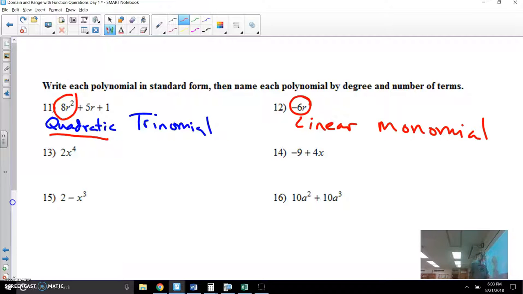Okay? So pay close attention to two things. What is the largest power and how many terms are there? Largest power, how many terms there are.